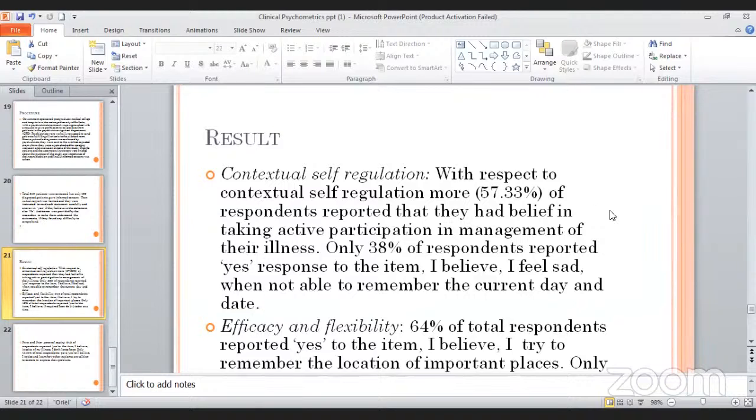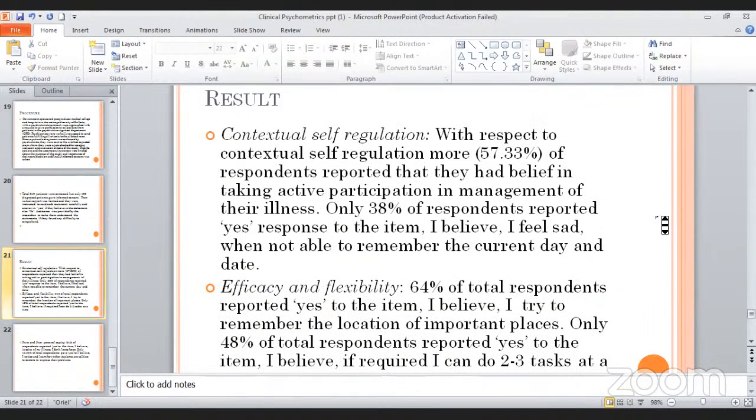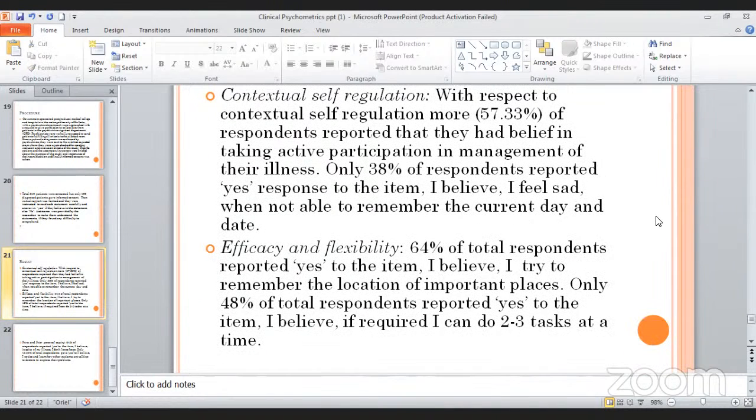And for efficacy and flexibility, 64% of the total respondents reported yes to the item, I try to remember the location of important places. Only 48% of total respondents reported yes to the item, if I record, I can do 2 to 3 tasks at a time.